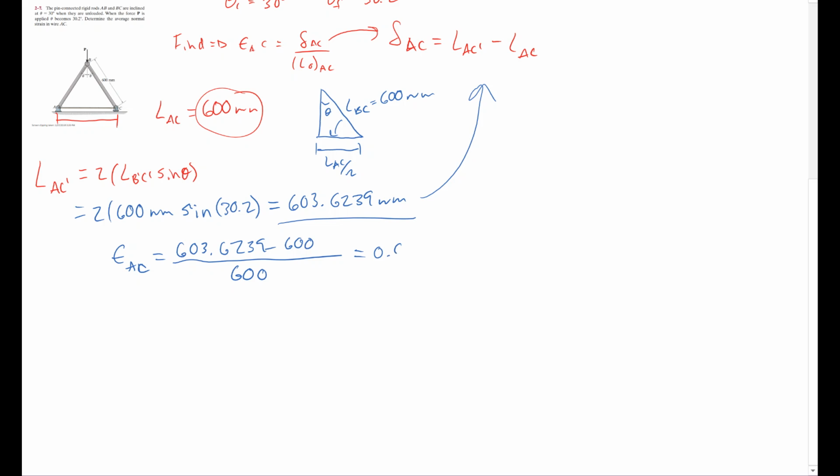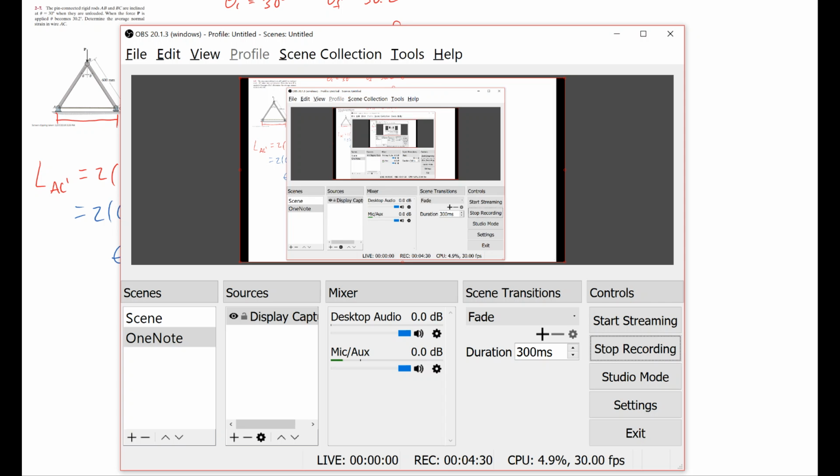We get 0.00604, which seems fitting. It's a very small change in length, but all right. Oh, and unitless, sorry. Didn't mean to confuse you.